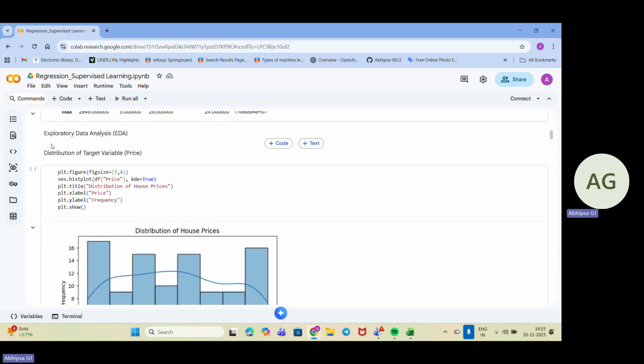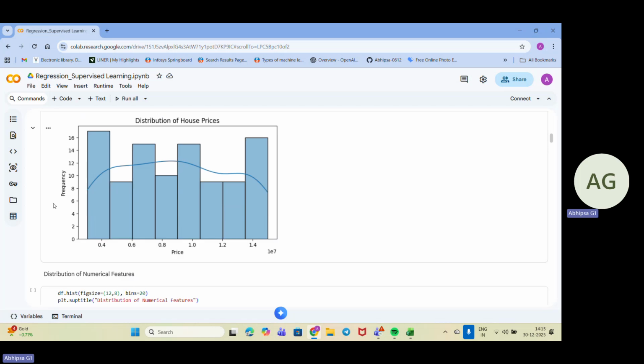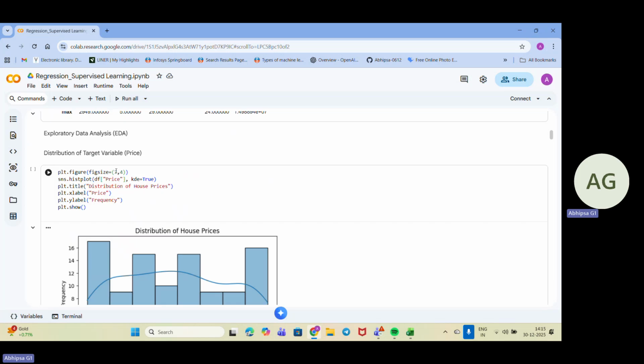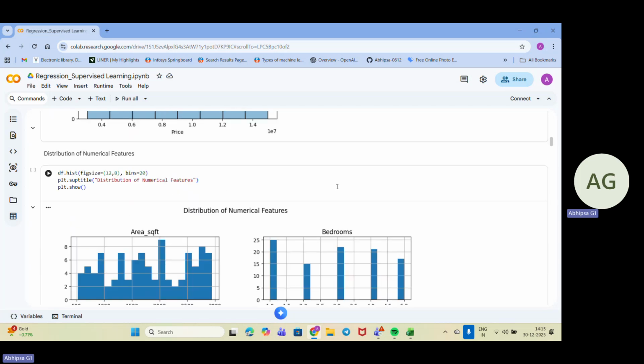Now we come to the EDA, that is exploratory data analysis. First we have distributed the house range, so we have got the frequency and the price. It has given me the range. We wanted to take a histogram plot based on the house price, so you can see this is the price-wise distribution we are getting.